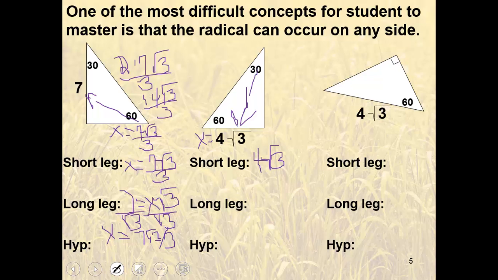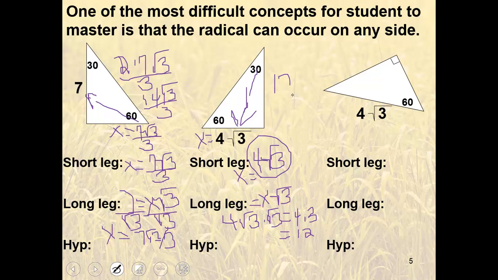How do I find my long leg? Well, my long leg has to equal my short leg, x, times the square root of 3. X is equal to 4 square roots of 3. So I plug this whole thing in, and I get 4 square roots of 3 times the square root of 3. What does this become? Just 3. So this is 4 times 3, and I get 12. So my long leg is now 12.